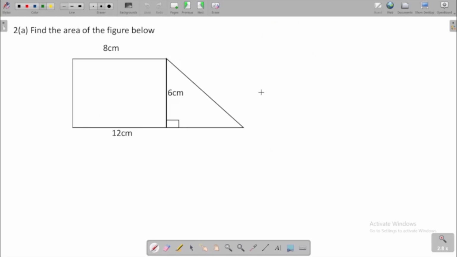The second question says number 2A: find the area of the figure below. As we can see, the figure below is a trapezium. So without wasting our time, the formula for the trapezium solution.